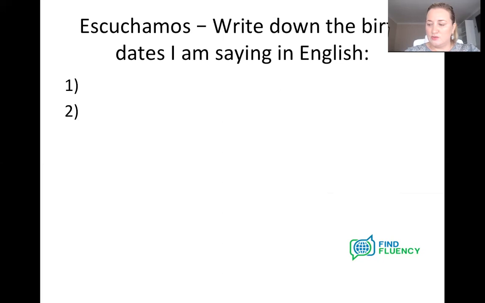Número 2. Second one. Mi cumpleaños es el 29 de noviembre. Sorry, I've made a mistake there. I've got these written down. Let's try that again. Number 2 is mi cumpleaños es el 19 de noviembre. Can't read my own writing. Mi cumpleaños es el 19 de noviembre. Okay, so third and final time for number 2, just because I made a mistake there. Mi cumpleaños es el 19 de noviembre.